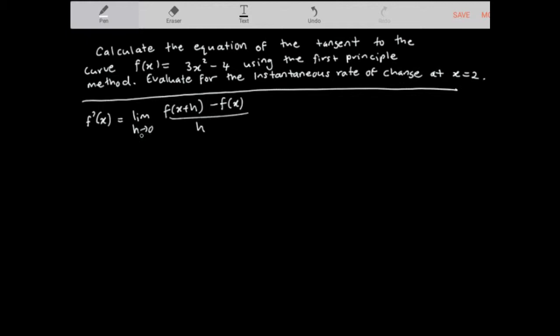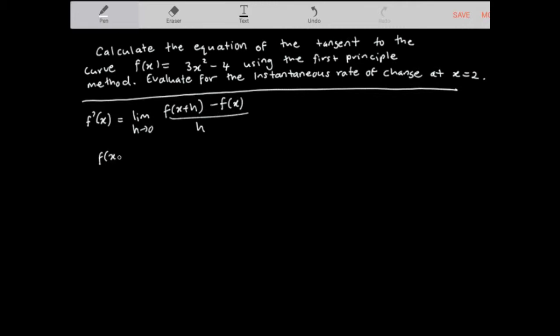Now, in this limit, h approaches 0. If we look at this rational expression, we can see that when h gets closer and closer to 0, the denominator will become 0, and this whole rational expression becomes undefined. So we clearly don't want that. We need a way to get rid of this h in the denominator, so I'm going to show you how to do that.